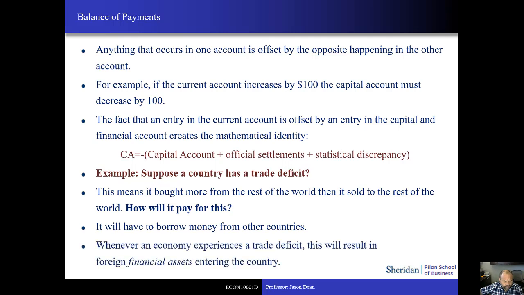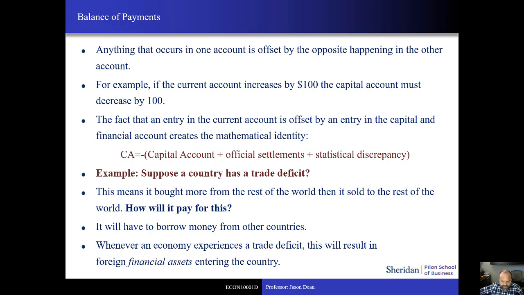And so whenever a country experiences a trade deficit, this will result in foreign financial assets entering the country. When that happens, that will be recorded on the capital account, and the amount would be the exact opposite, or offsetting, amount as the trade deficit. So it would be positive on the capital account and negative on the current account.